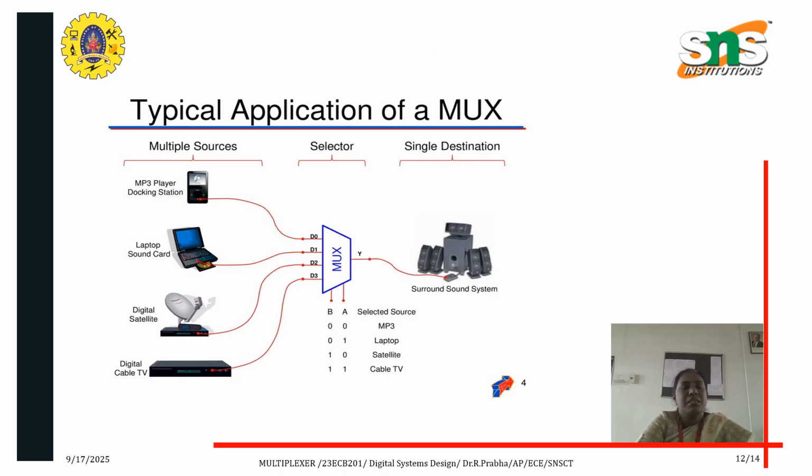We can see the applications part. For example, we need to select an input from four inputs: mp3 player, laptop sound card, digital satellite, digital cable, etc. Based on the selection lines, the selected input must be given as output to the surround sound system using the multiplexer circuit. So with multiple sources, we have a selector table and a single destination. So this is one of the applications of a multiplexer.